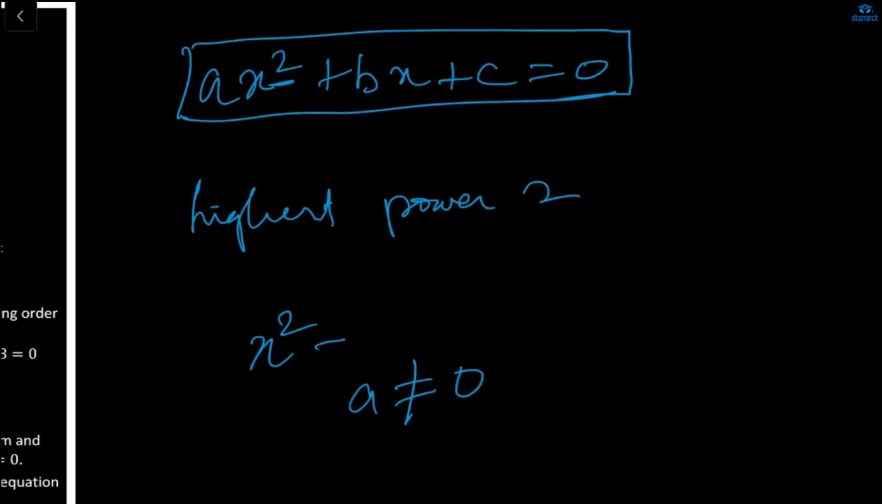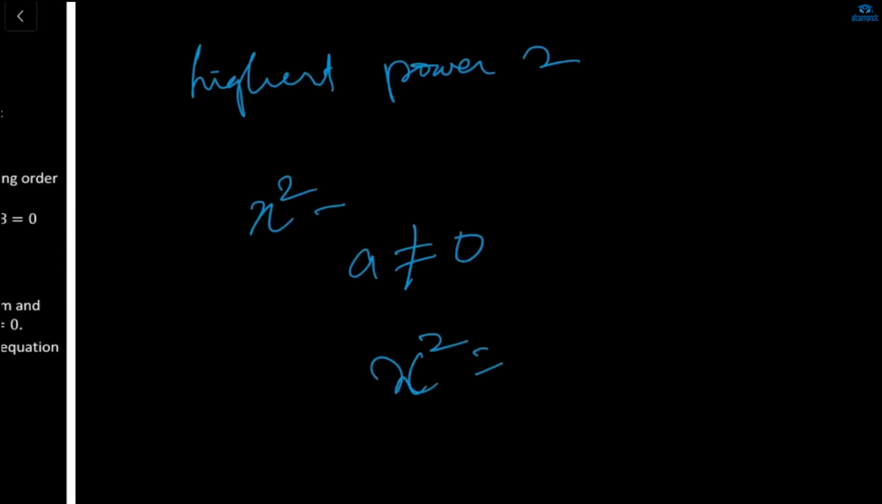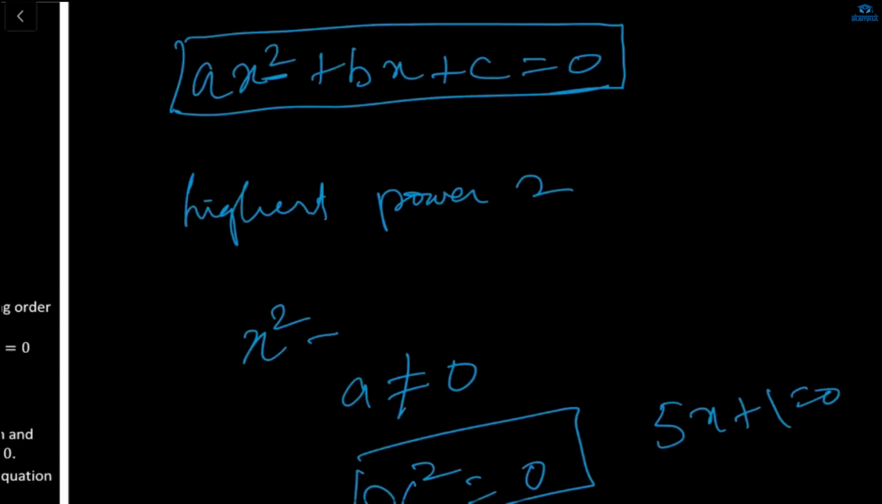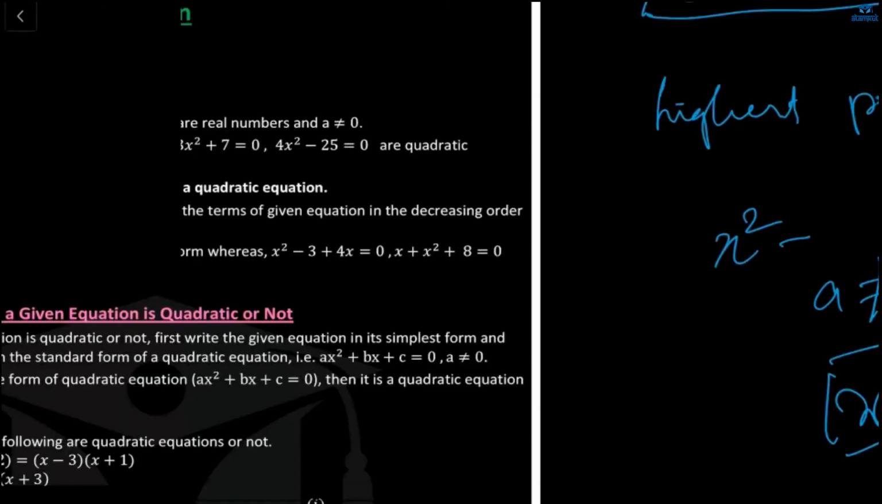Coefficient of x can be 0, because if it is written x square is equal to 0, this is also a quadratic equation, because here the highest power of the variable is 2. But if I'm writing 5x plus 1, and we are assuming that the x square coefficient is 0, this is not at all a quadratic equation. This is a linear equation. To say that the given equation is a quadratic equation, the highest power should be 2 and its coefficient should not be equal to 0. Understood? This is a linear equation. Understood what is a quadratic equation? Yes, ma'am.